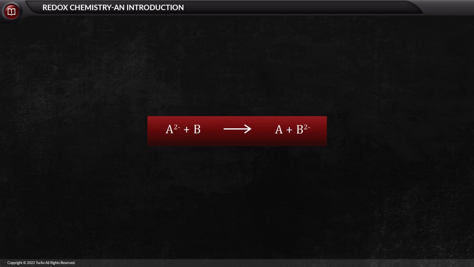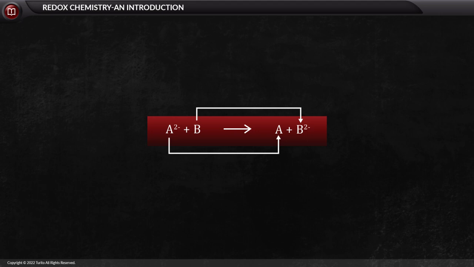A2- and B react to give A and B2-. A2- is an electron-rich substrate, and B is a comparatively electron-poor substrate. A2- can donate its electrons to B and form A. Thus, A2- has suffered a loss of electrons. However, B has gained electrons from A2- and has formed B2-.